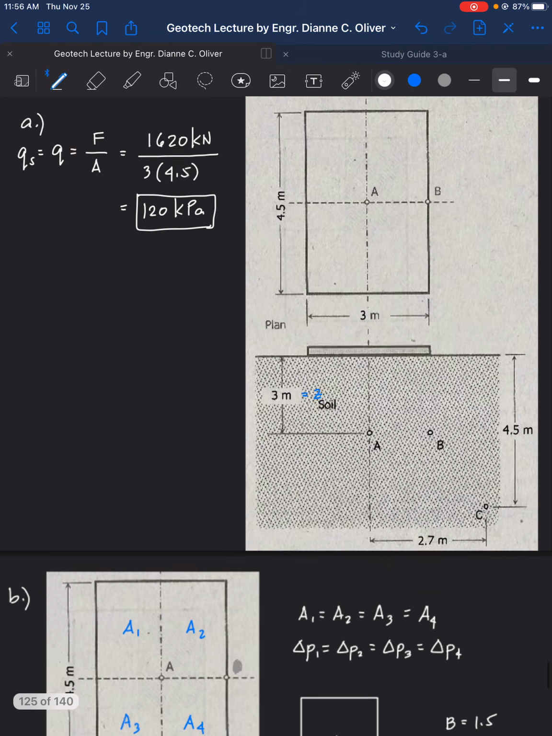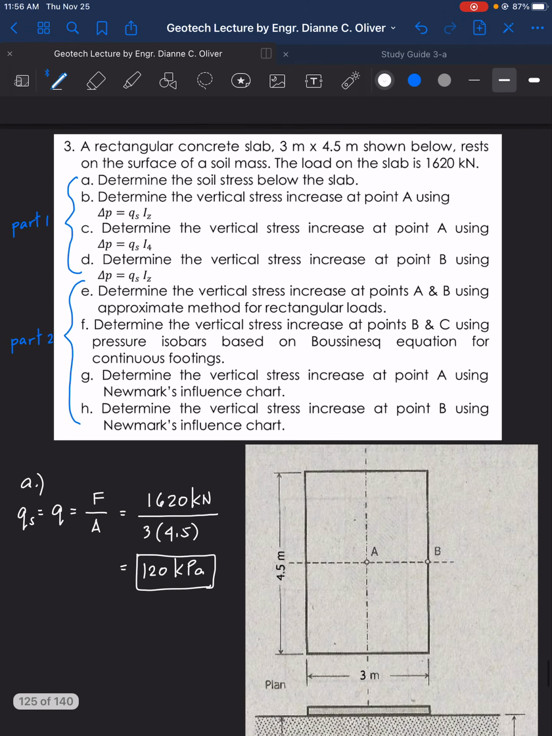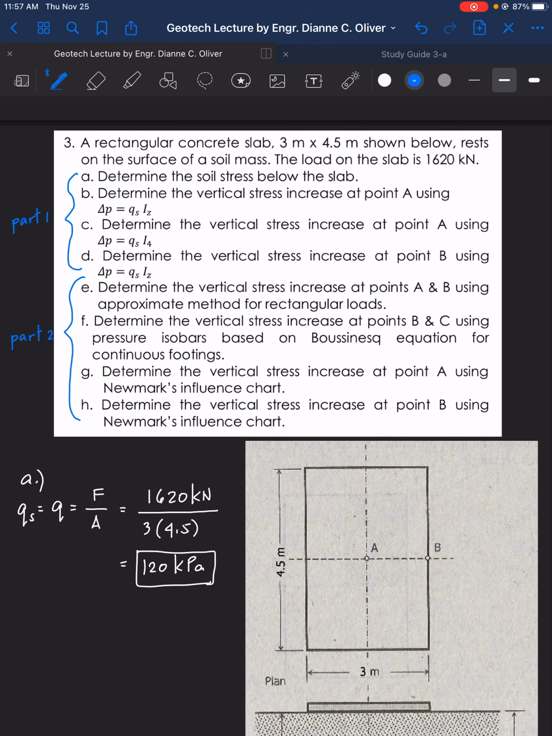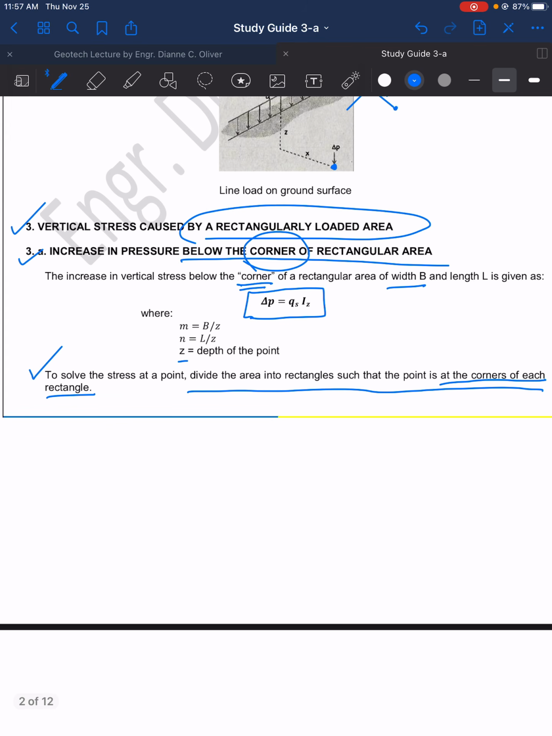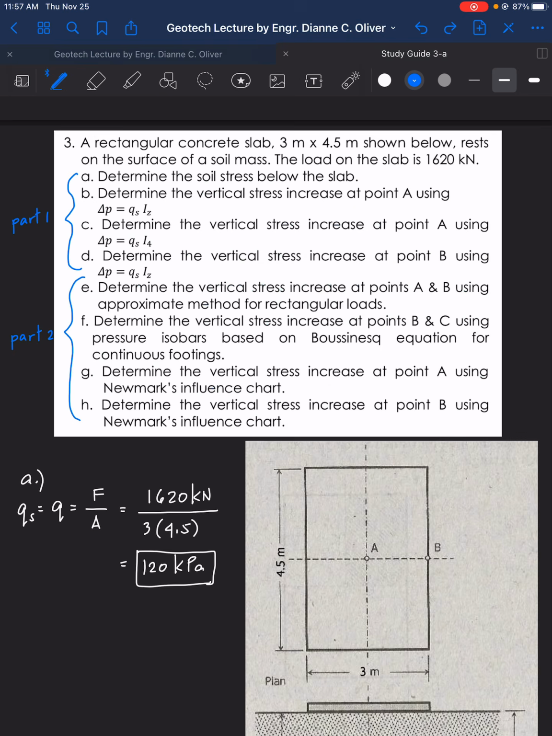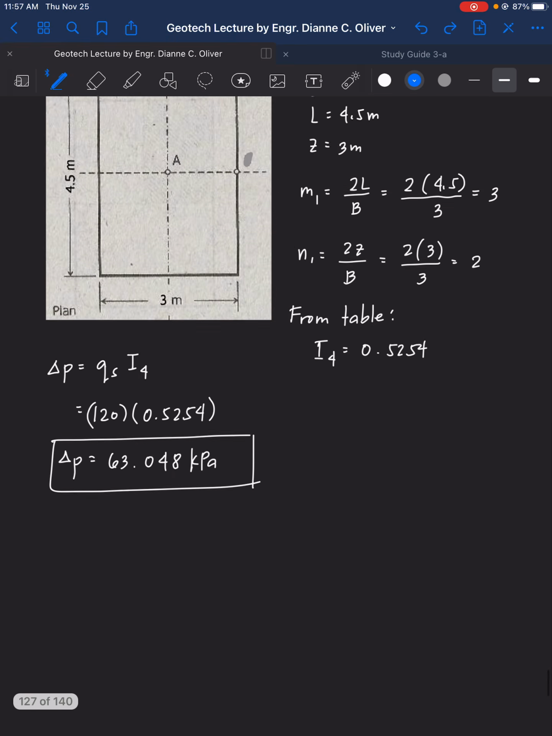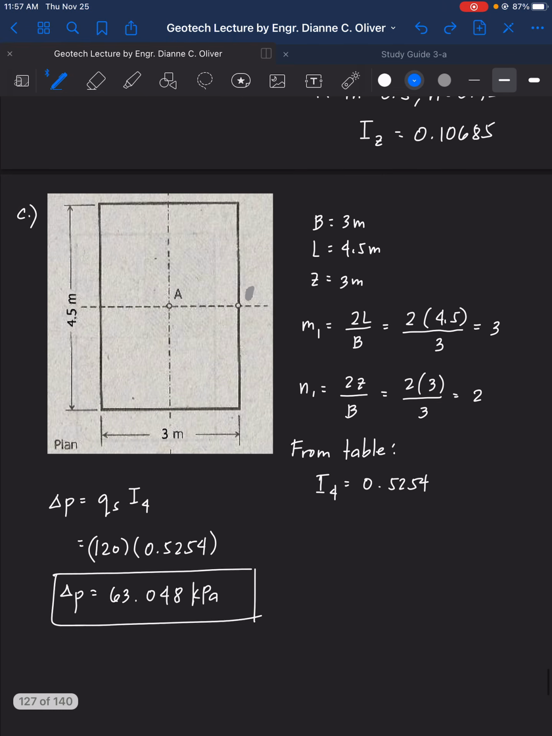Let's go to letter D, the last one for this video. And then the rest, we will solve them in part 2 of this video, this topic. Letter D. Determine the vertical stress increase at point B using delta P equals Q sub S I sub Z. Now, what's I sub Z again? That is the corner of the rectangular area, I sub Z. So, let's concentrate on letter D.